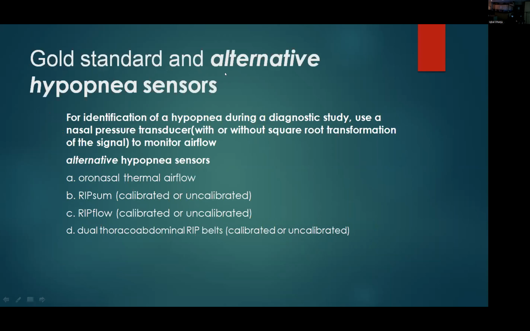So here gold standard and alternative hypopnea sensors. We usually use the gold standard sensor for the hypopnea, which is the nasal pressure sensor, but alternatively we can use the thermal airflow or rib flow or dual thoracoabdominal respiratory belts.